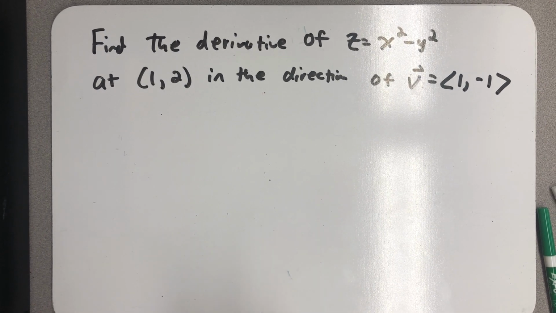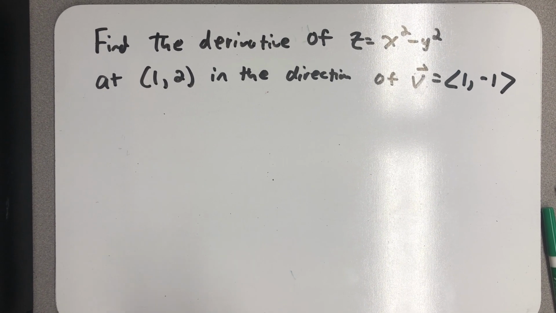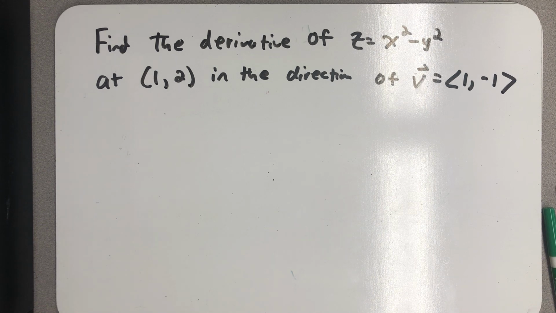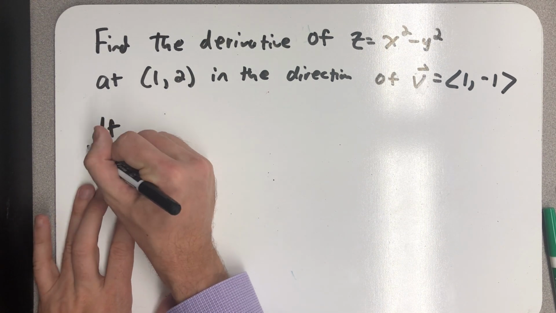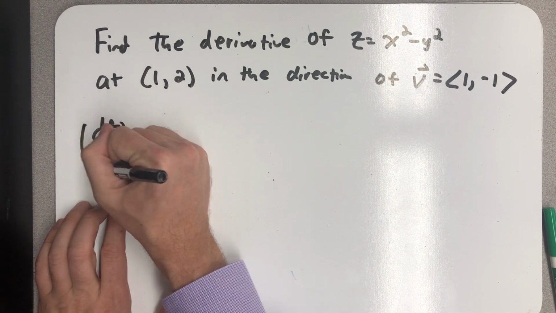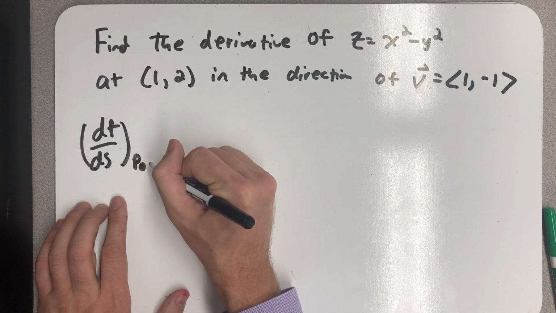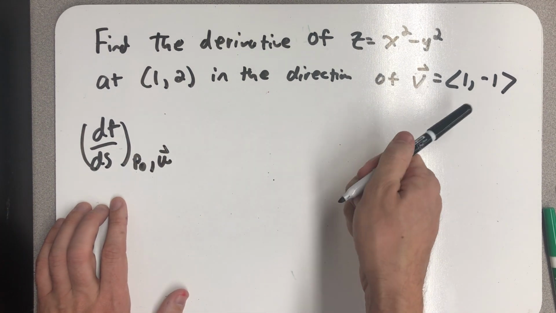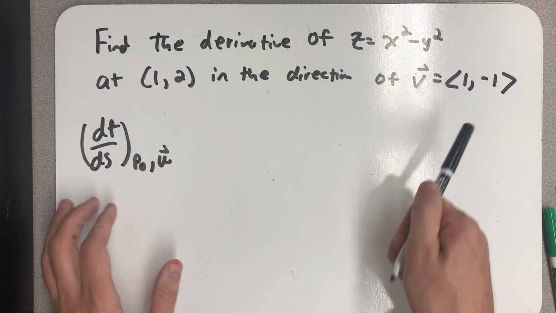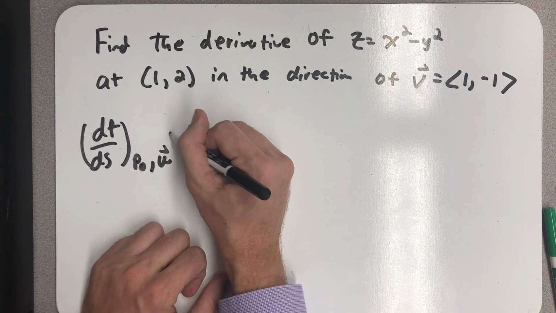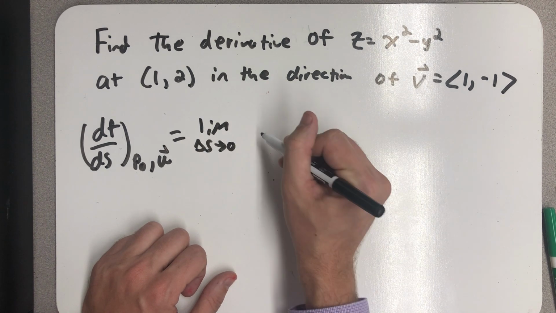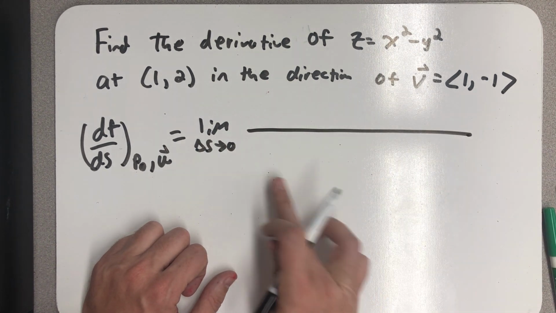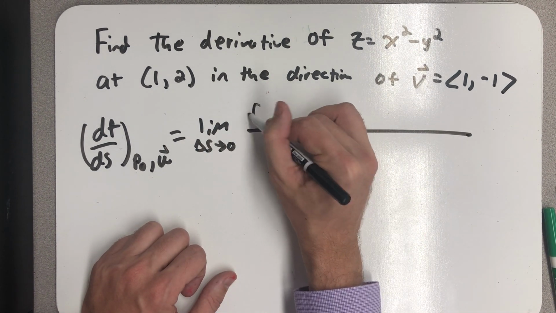Find the derivative of z equals x squared minus y squared at the point (1, 2) in the direction of the vector v equals (1, -1). So I'm finding a directional derivative at the point p naught in some direction u, which that's not u, right? That's not a unit vector. I'll have to calculate that. The only tool I have right now is to use the definition of the directional derivative.